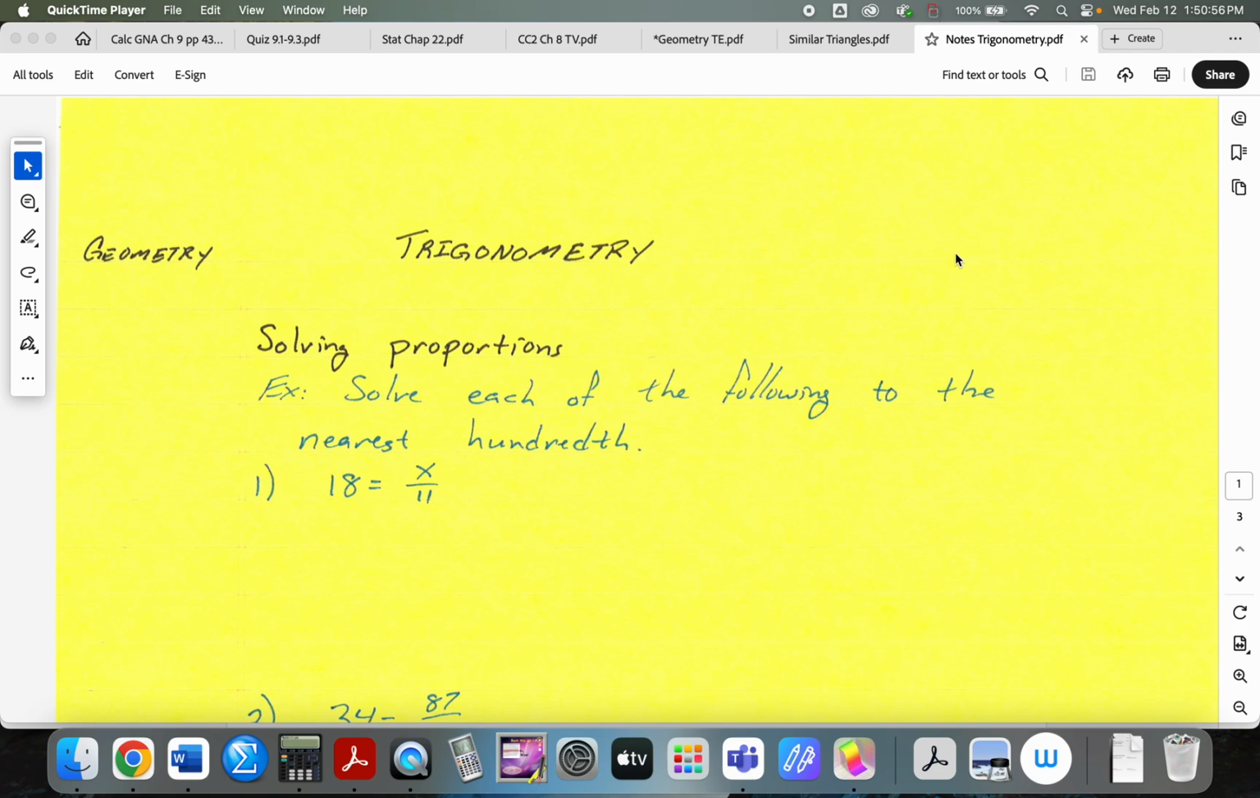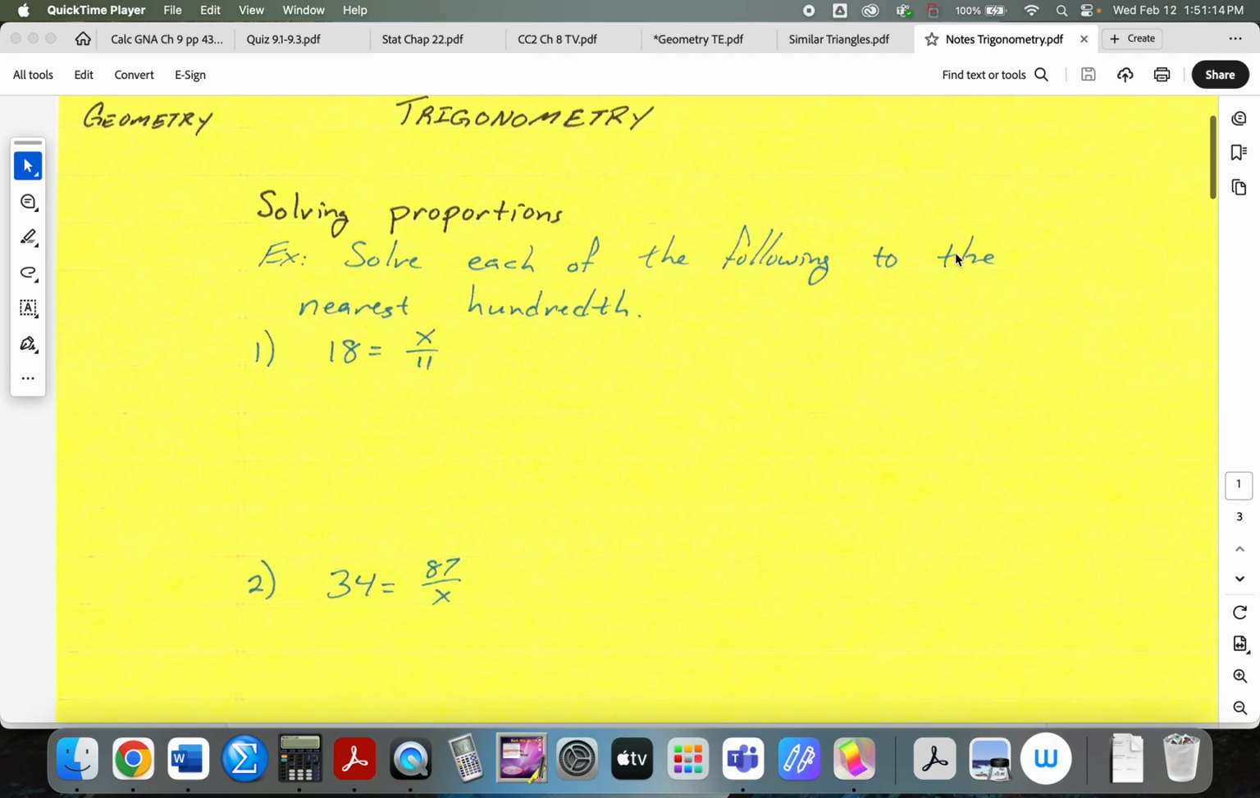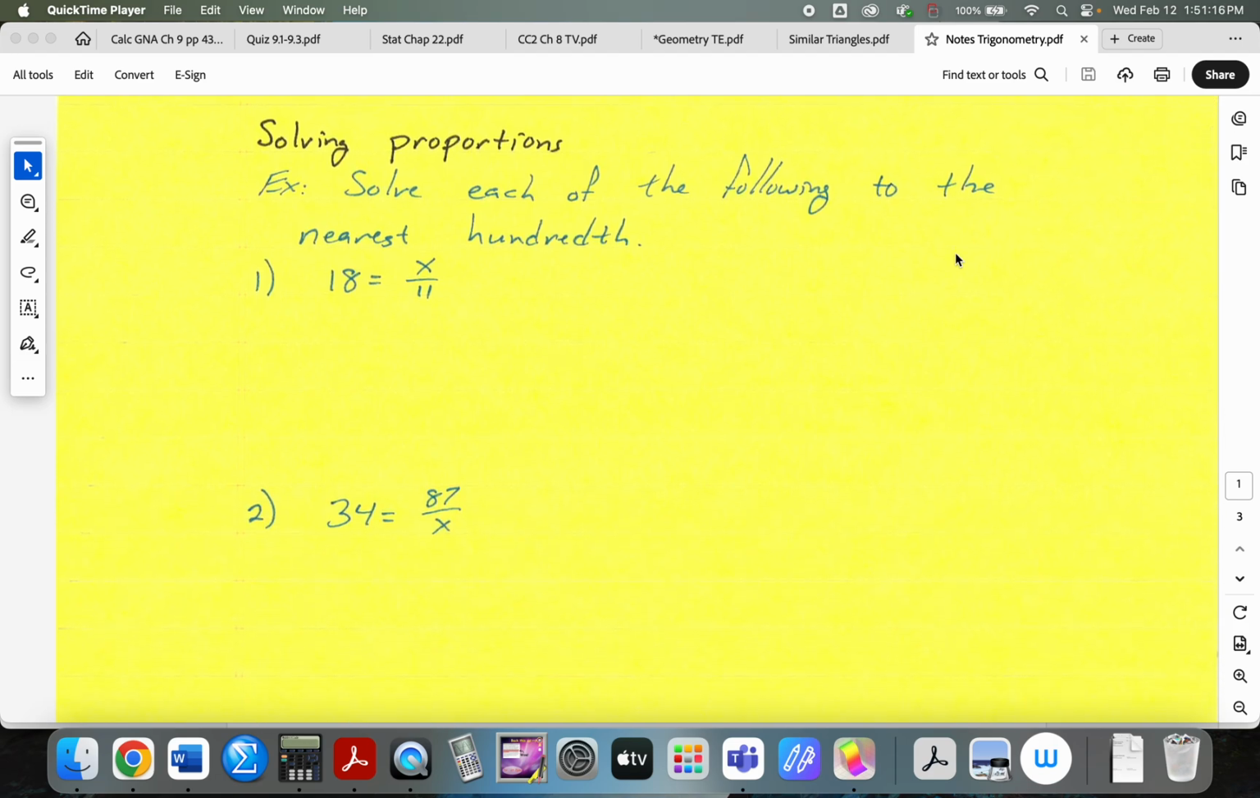So today we're going ahead and starting the next unit, which is on trigonometry. We're going to review some things first. First of all, how to solve proportions. You must be able to solve proportions well to be able to do well in trigonometry. So this is pretty straightforward stuff, so we're going to blaze through it pretty quickly. So we want to solve each of the following to the nearest hundredth.